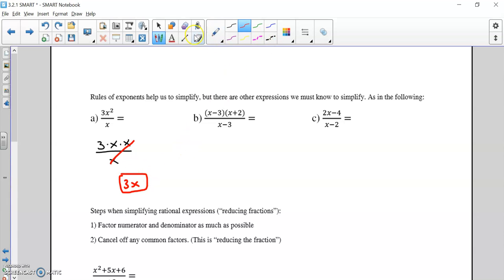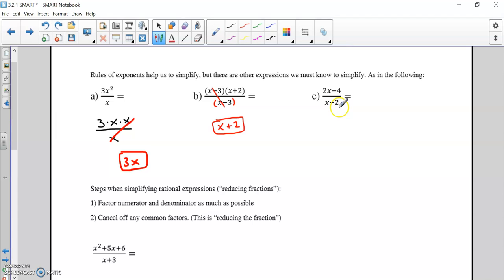All right, now here, I know it might be a little bit uncomfortable to work with binomials or polynomials instead of just single terms and variables, but it works the same way, right? If there's an x minus 3 down here and there's one up here, we can cancel those. Those would divide out and turn into 1, and we would just be left with x plus 2.